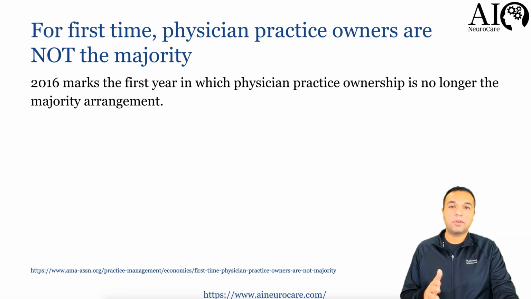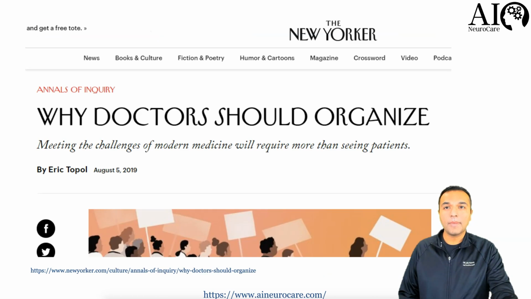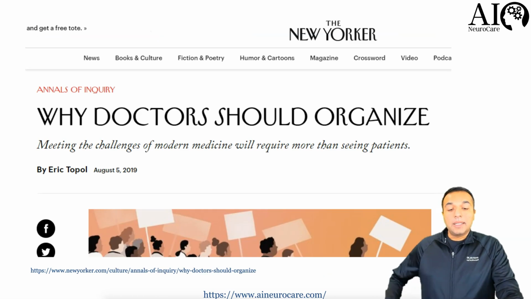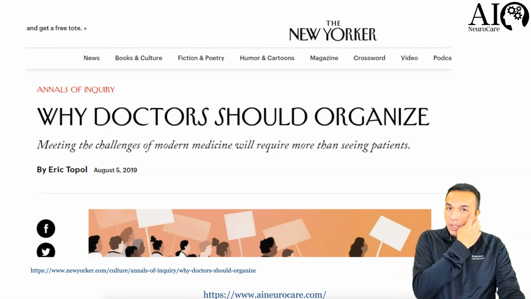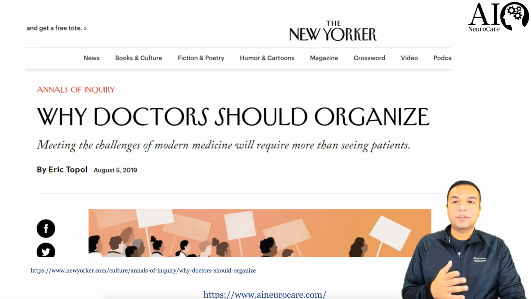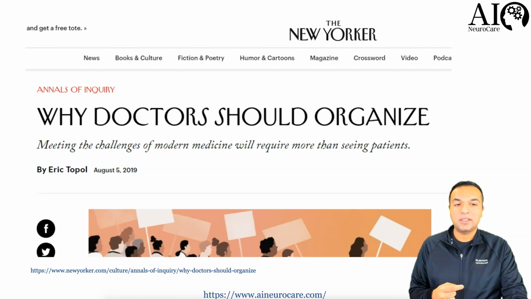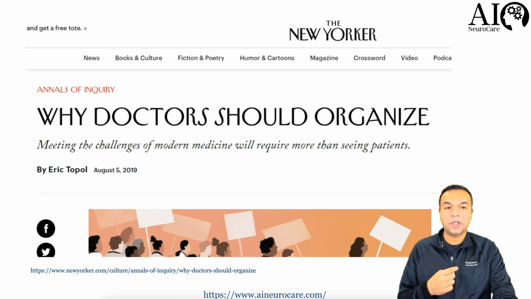One of the biggest reasons for that is EHR and the cost involved with it. This comes to the next point. Eric Topol wrote this beautiful article in August of 2019, Why Doctors Should Organize: Meeting the challenges of modern medicine will require more than just seeing patients.